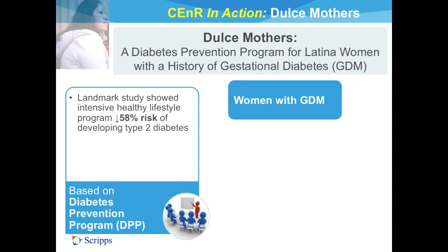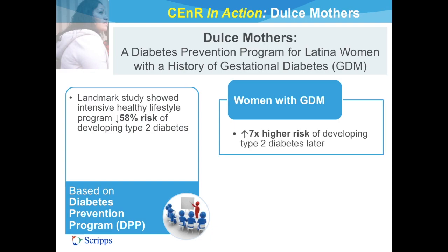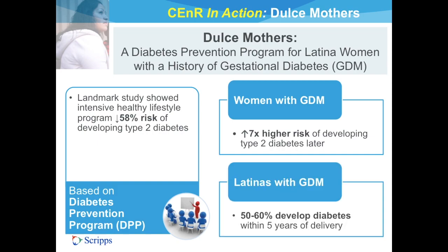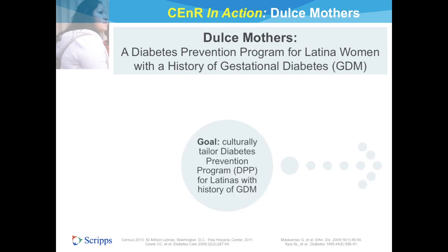Compared to women without a history of gestational diabetes, the risk of developing type 2 diabetes is 7 times higher among women with a history of GDM. 50 to 60% of Latinas with a history of GDM develop type 2 diabetes within 5 years of delivering their baby. The goal of the Dulce Mothers study was to produce a culturally tailored translation of the DPP to reduce type 2 diabetes risk among Latinas with a history of GDM.